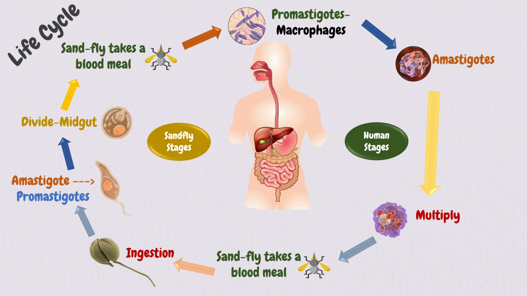Shortly after an infected sandfly bites a human, the promastigotes are engulfed by macrophages, where they transform into amastigotes. Amastigotes can remain in the cytoplasm of macrophages because they can prevent the fusion of the vacuole with lysosomes. The amastigotes divide in the midgut and migrate to the proboscis. The cycle is completed when the fly ingests macrophages containing the amastigotes.